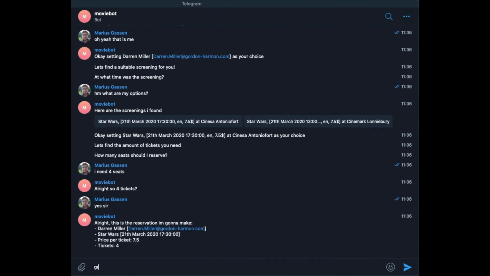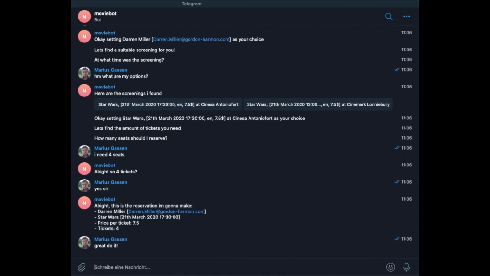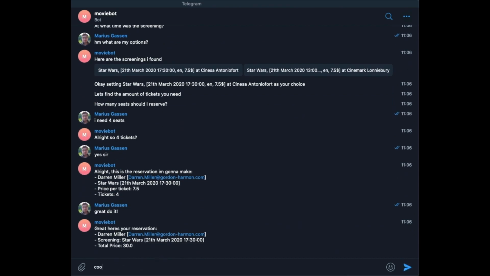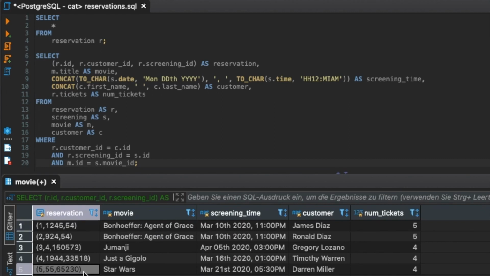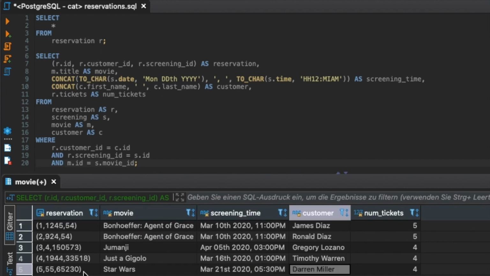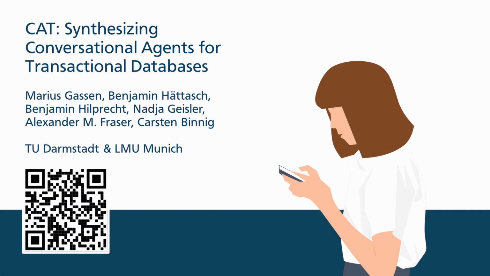Since we synthesized the agent from a database, CAT was able to automatically create the integration. We can see that the reservation we just created was indeed correctly added to the database. In conclusion, CAT offers an easy way to bootstrap a conversational agent for an arbitrary existing relational database. It minimizes the overhead and amount of required samples by training data generation and automatically performs training and integration.